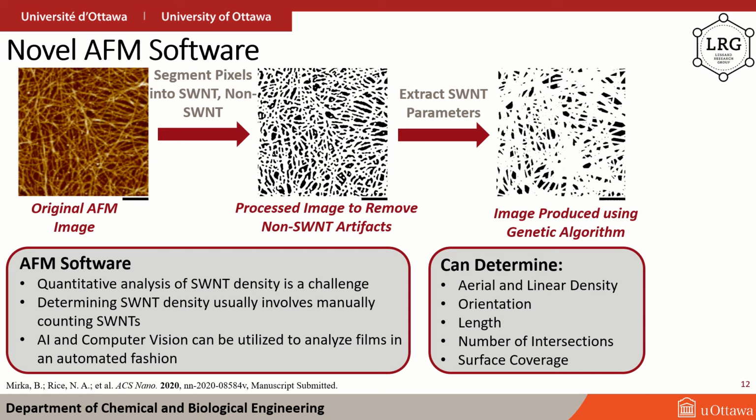Important parameters to consider when analyzing AFM images are the carbon nanotube density and the surface coverage. The nanotube density can be determined from AFM images by manually counting the number of nanotubes. This is incredibly time-consuming, tedious, and is prone to human error, and therefore limited to only a few images. Using artificial intelligence, the carbon nanotube density can be determined reproducibly for large sets of images.